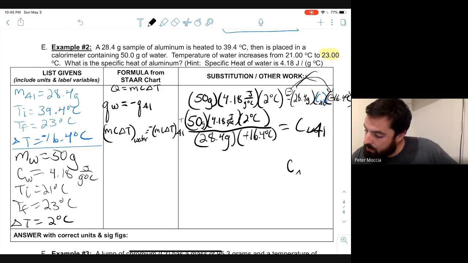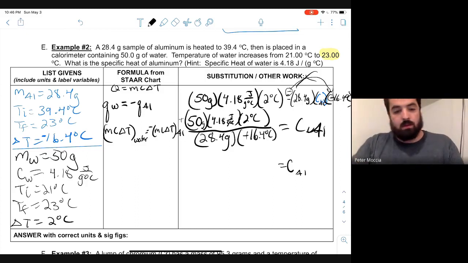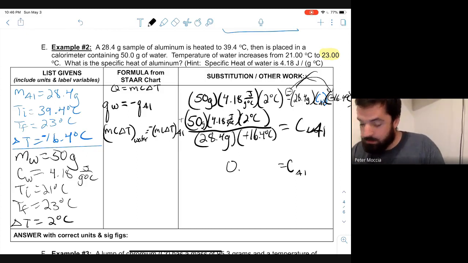We get the specific heat of aluminum is equal to 50 times 4.18 times 2 divided by 28.4 times 16.4. Enter. We get the specific heat of aluminum is 0.897 joules per gram degrees Celsius.